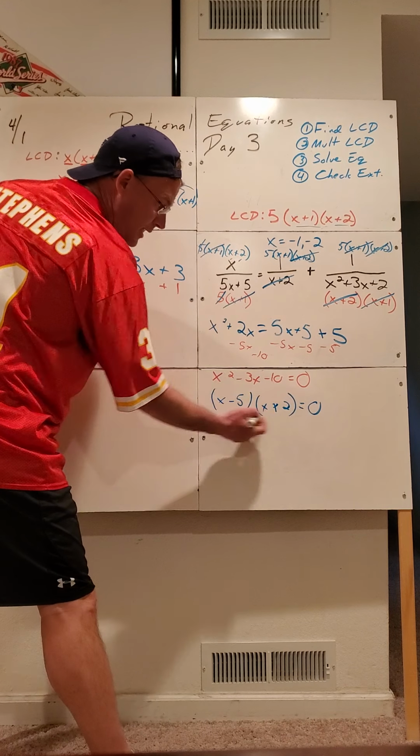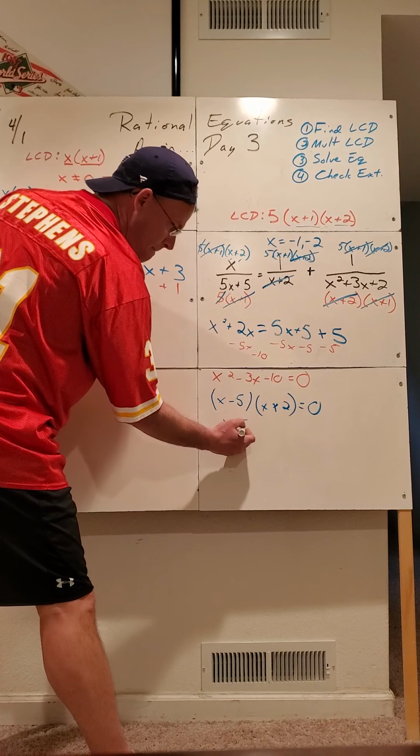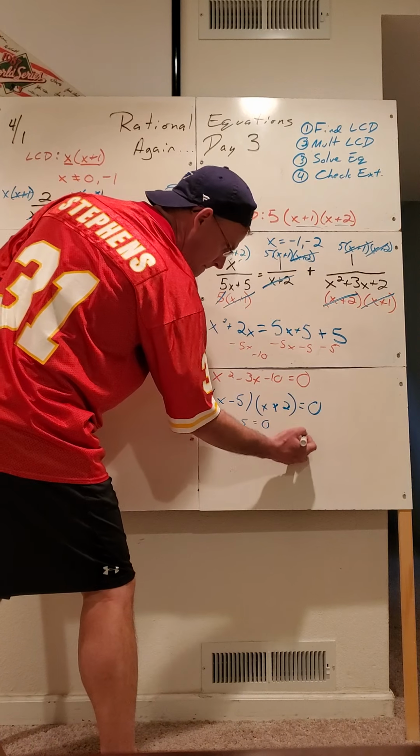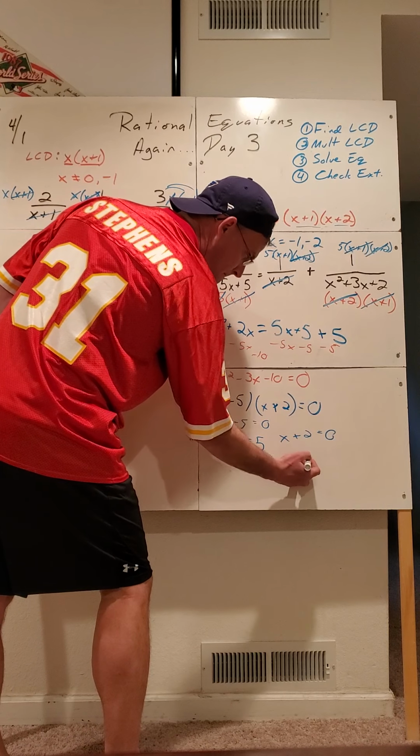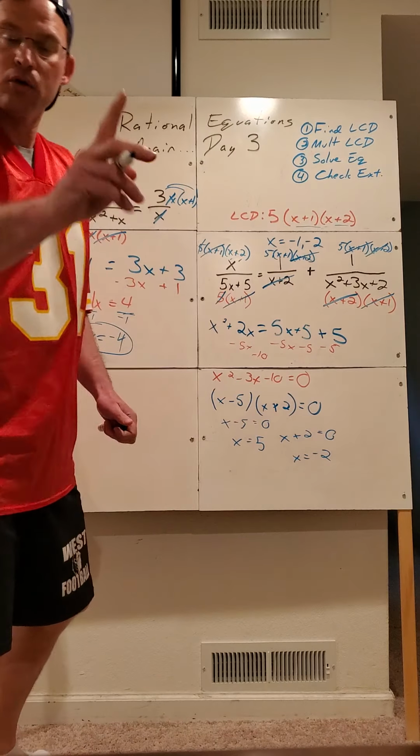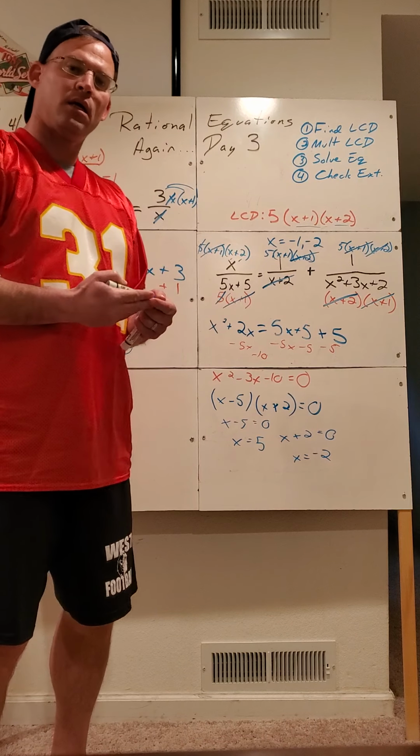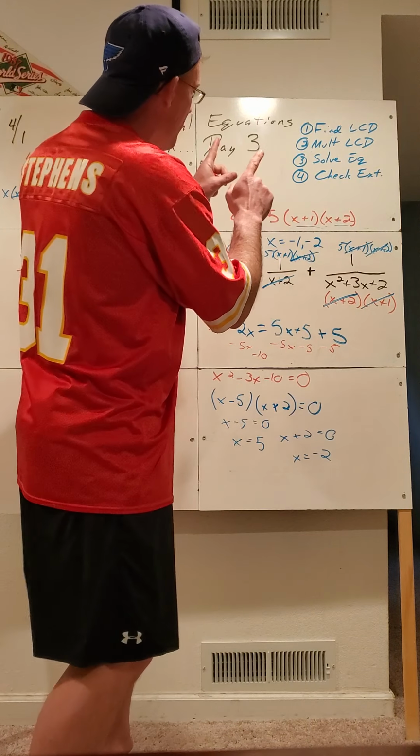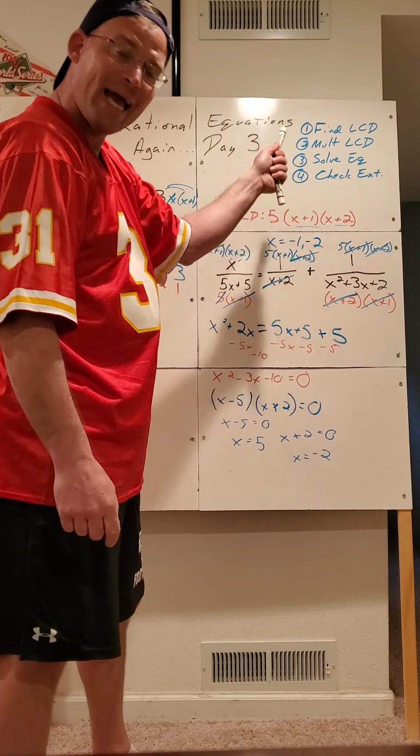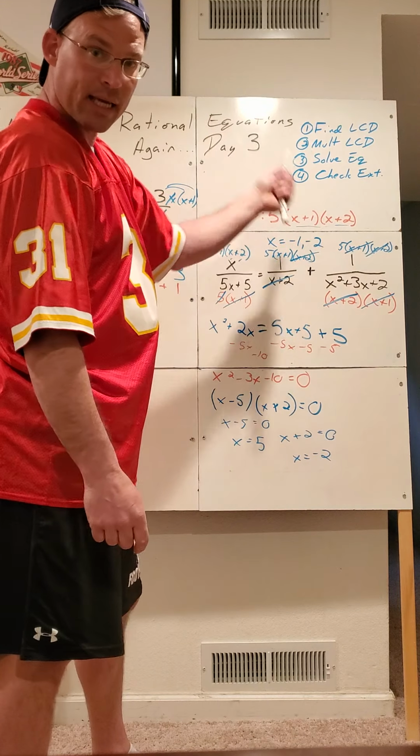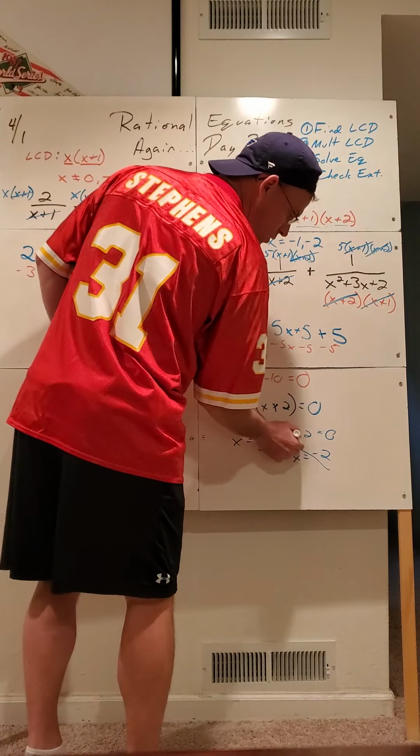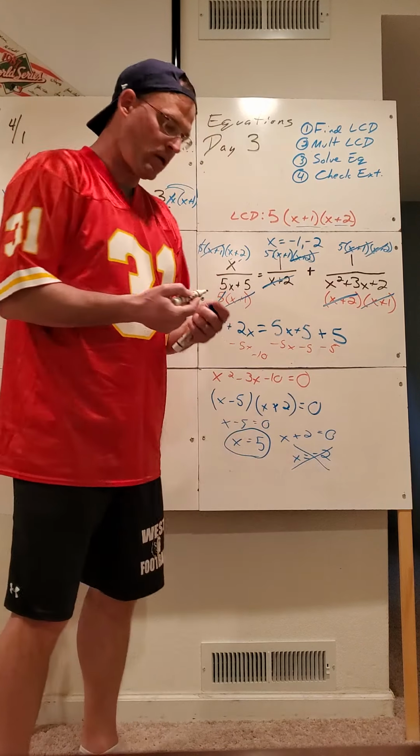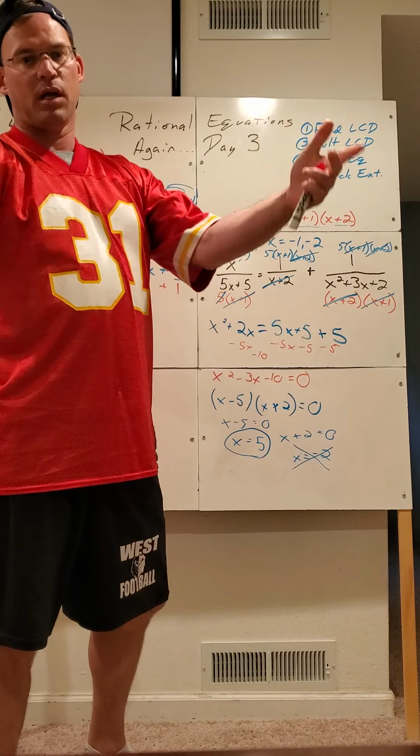So I say set each one equal to 0. There's my 2 answers, but wait! We gotta check. My extraneous solutions told me x could not be -2. So -2 is rejected. So the only possible answer is +5. There you have it.